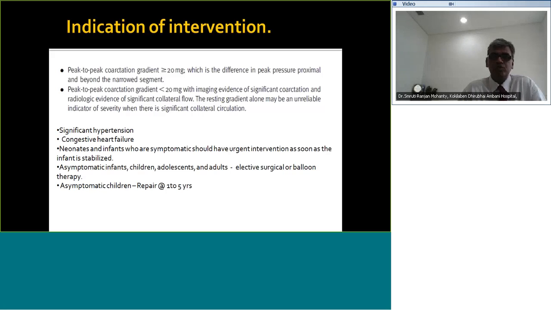Now neonates and infants who are symptomatic should have urgent intervention as soon as possible after the infant is stabilized. In asymptomatic infants, children, adolescents and adults, elective surgical or balloon therapy is indicated. And what has been observed is that the indication now boils down to this: if you have to do it, you go ahead with the intervention or repair between 1 to 5 years. That is going to result in a very good long-term palliation of this particular condition.